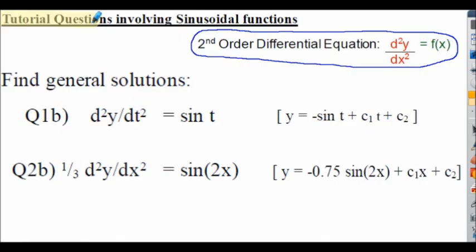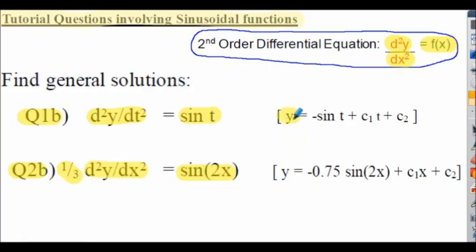Here are some tutorial questions involving sinusoidal functions. Again, they're all of the form d2y divided by dx squared equals a function of x. As I said, the functions now are sinusoidal. So question 1b, d2y by dt squared is equal to sine of t. And question 2b, one third multiplied by d2y by dx squared, that's equal to sine of 2x.